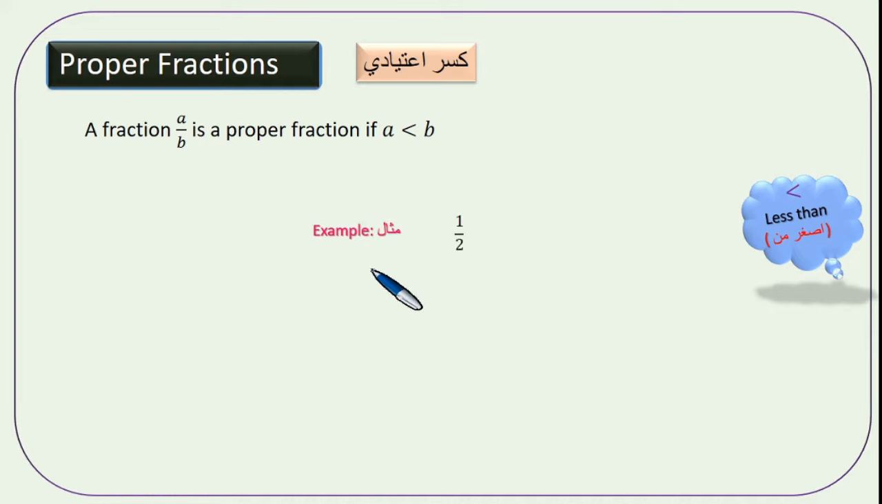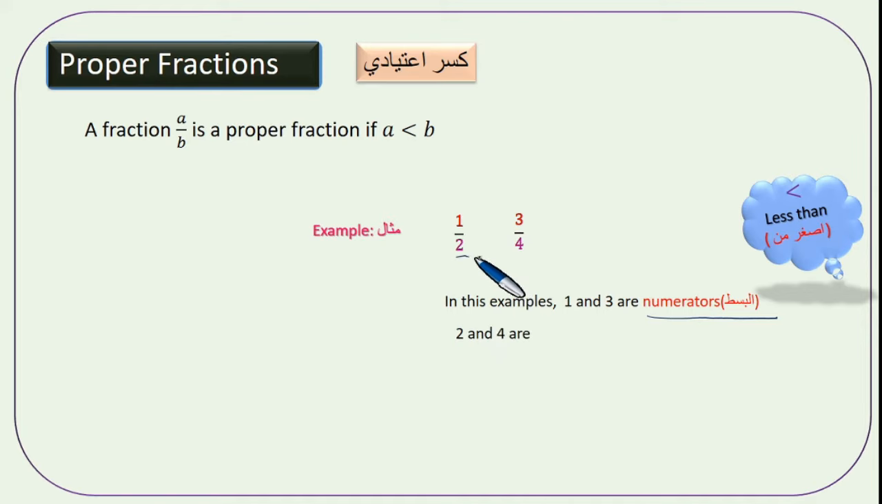Example, 1 over 2 and 3 over 4. In this example, 1 and 3 are the numerators in the fraction a over b. A is less than b, so the numerator is less than the denominator. Here 3 is less than 4. So these are proper fractions. In these fractions, 1 and 3 are numerators, and 2 and 4 are, yes you are right, denominators.